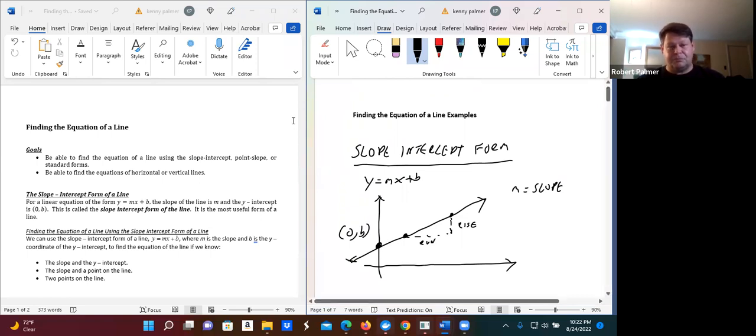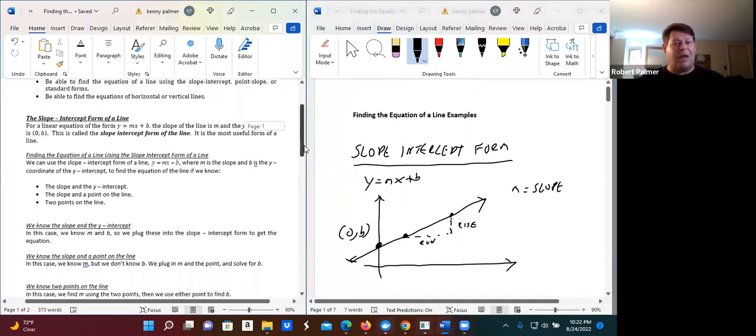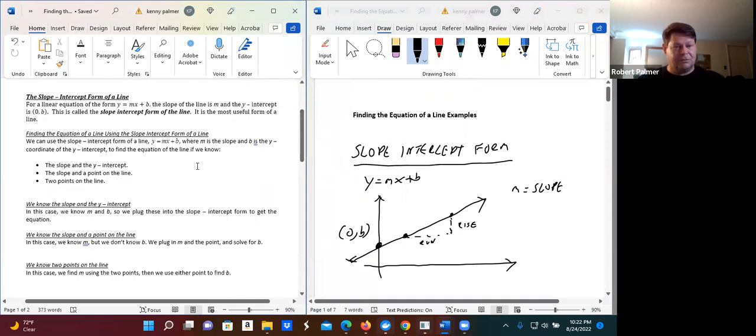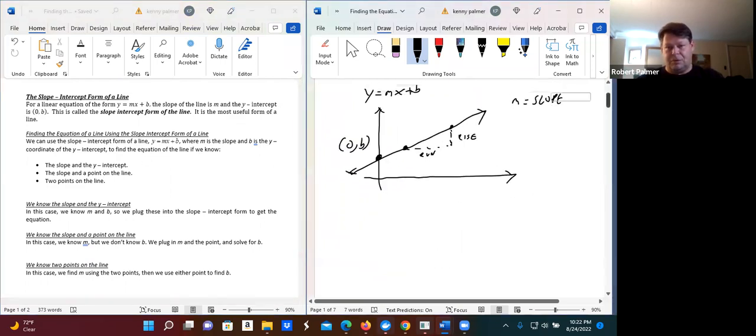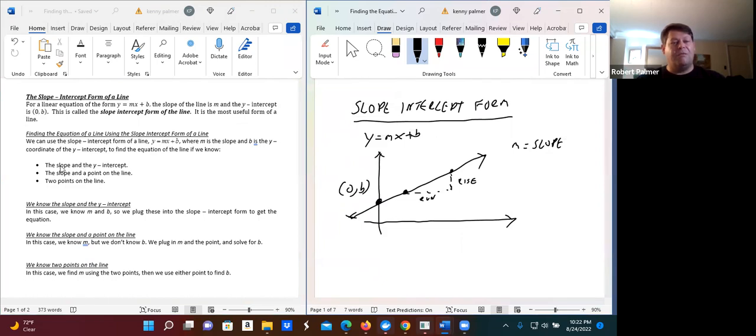Now, if you want to find the equation of a line in this form, there are basically 3 cases we have. And those 3 cases are, if you're given the slope and the y-intercept, that's the easiest case, because we can just plug everything in. If you're given a slope and a point on the line, and then if you're given 2 points on the line. So we'll discuss each one of those.